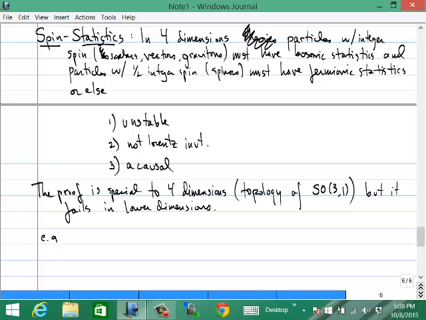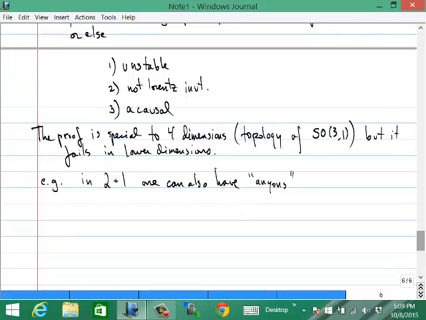So for example, in 2+1 dimensional theories, with two space and one time, one can actually have not just fermions and bosons, but also particles with more exotic statistics, known as anyons, or maybe it's anyons. I think it comes from the word "any", but people always seem to pronounce them anyons. What are these?